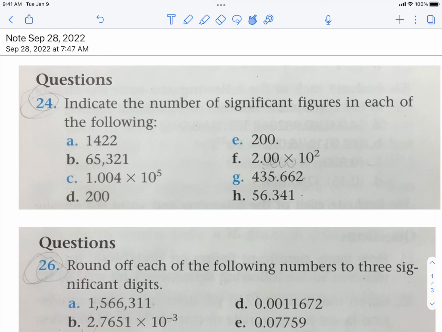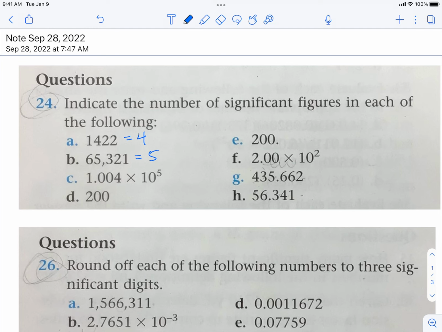So I'll highlight the answers and then the why for each of these. For letter A, we got 1, 4, 2, 2. Those are all non-zero numbers, so they are all significant. So there's 4 significant figures there. For B, similar idea. There's 5 significant figures because all of these are non-zero numbers.